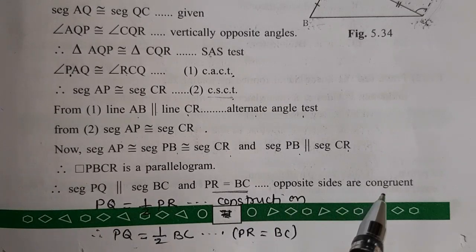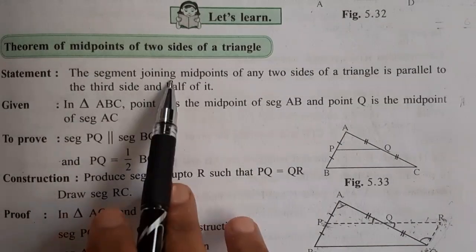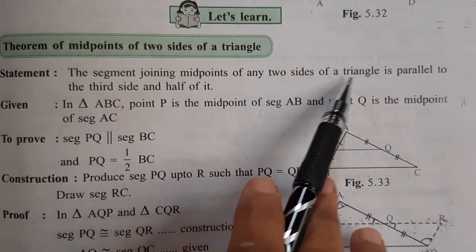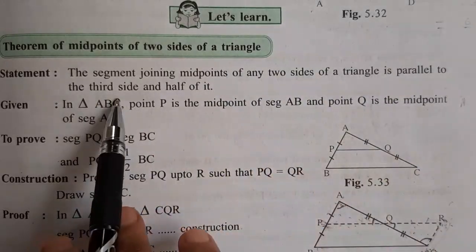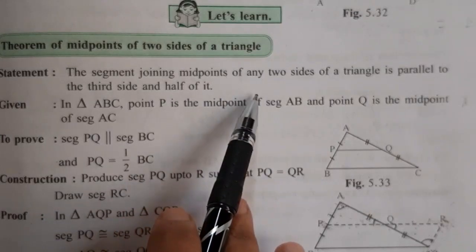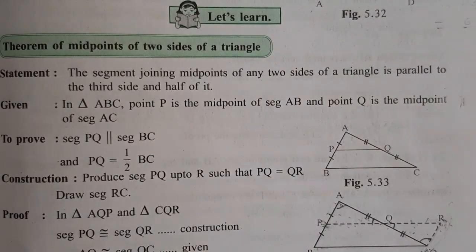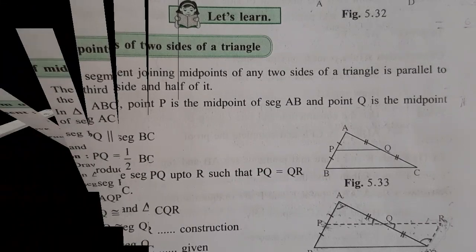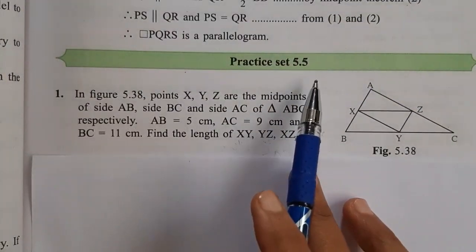That means the segment joining the midpoints of any two sides of a triangle is parallel to the third side and half of it. Now with the help of this theorem and the converse of this theorem, we will solve practice set 5.5. See the first example from practice set 5.5.